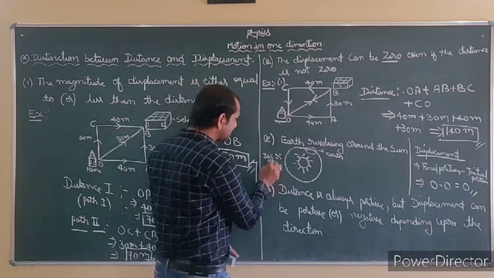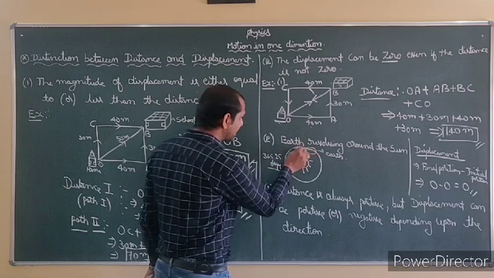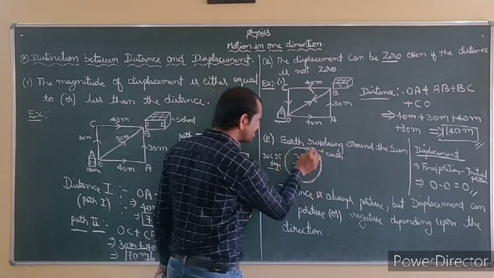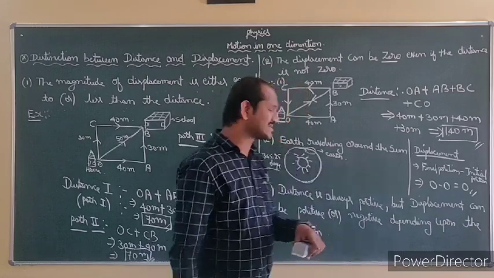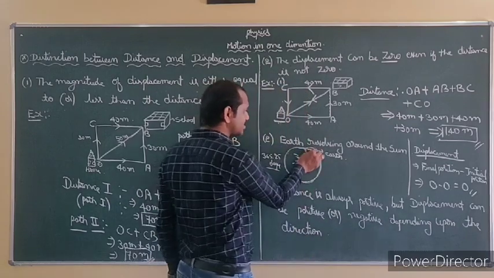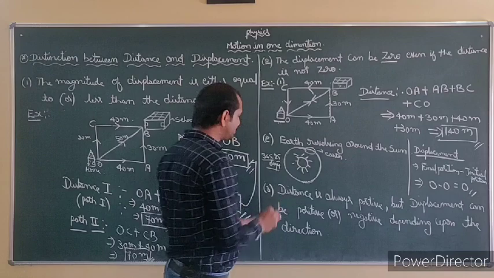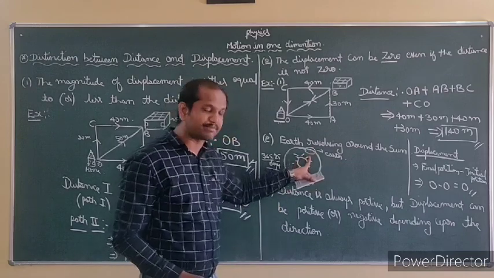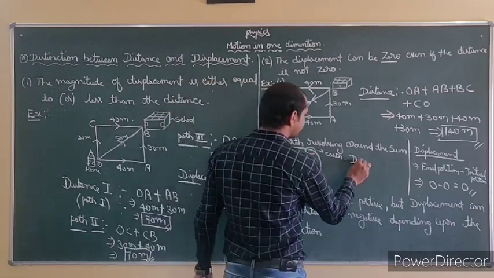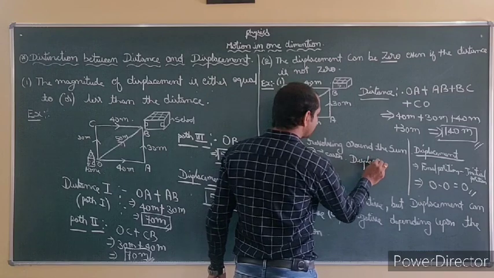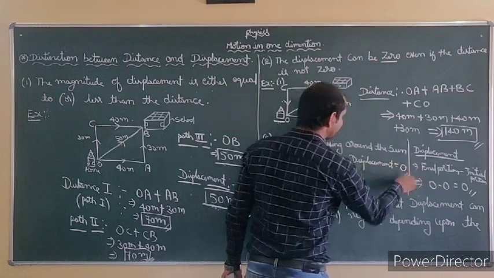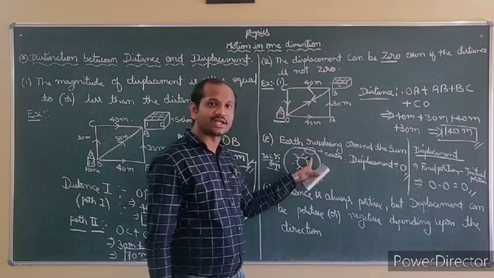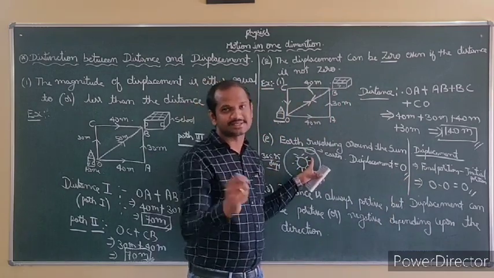After 365.25 days, the Earth comes back to its same position. Now what may be its displacement? Yes, because its initial position was this, and after 365.25 days, it comes back to the same place. So its displacement is how much? 0. The displacement is nothing but 0. Why? The initial position and the final position are the same.